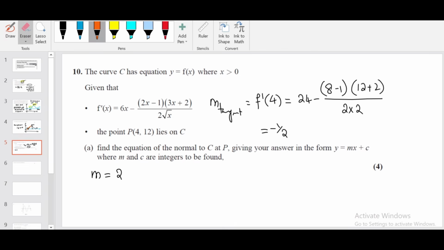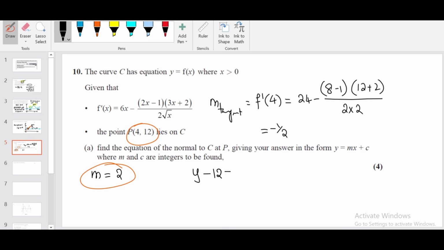So you have a slope, you have a point, you can write the equation as y minus y1 is equal to slope times x minus x1. So y is going to be 2x minus 8 plus 12, 2x plus 4. That's all. Let's move on to the next part, part B.